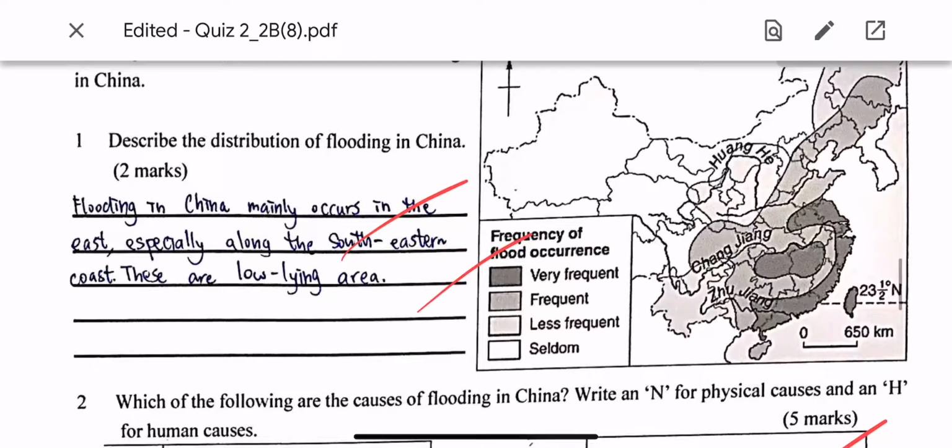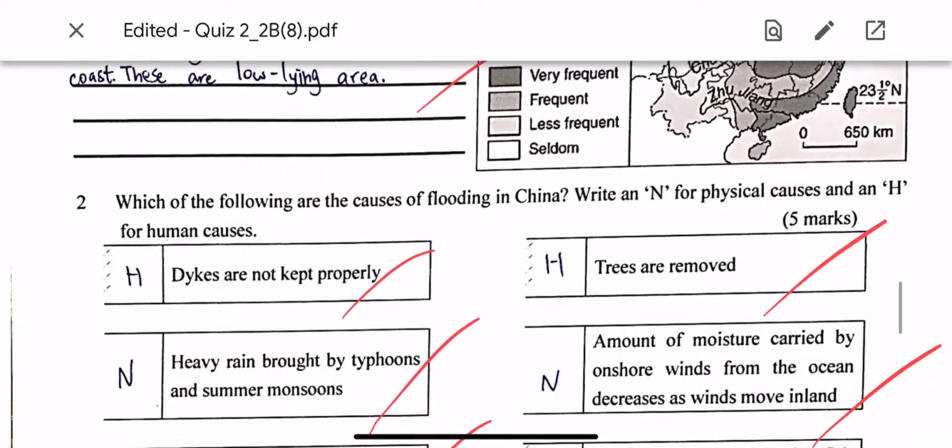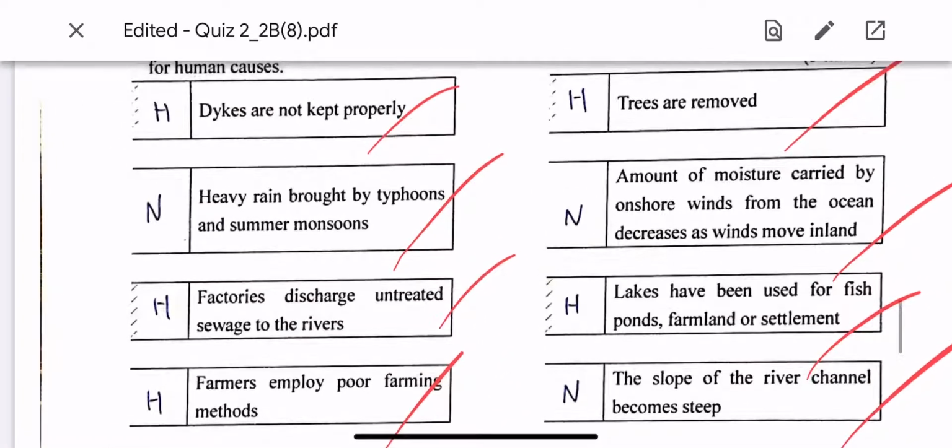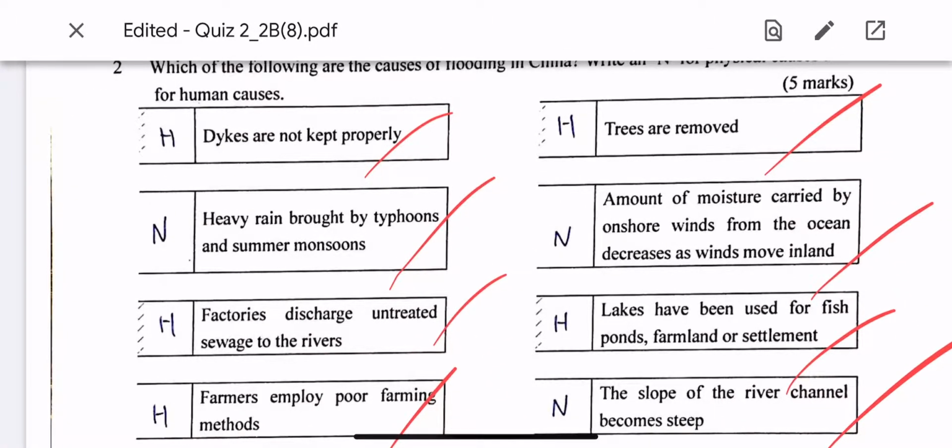Then describe the distribution of flooding in China, which is mostly low-lying areas, coastal areas, southeastern areas, also okay, and she has got all the points right here, so full mark. And for here, NH stands for human cost, which is made by human beings. For example, the dikes are not kept properly, trees are removed, and factories discharge untreated sewage into the river. Farmers are also human, and lakes are used for fish ponds, farmland, and settlement, also human.